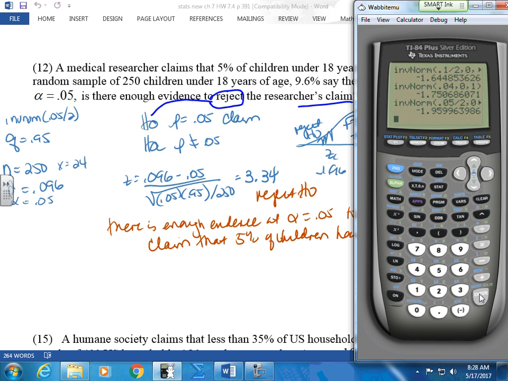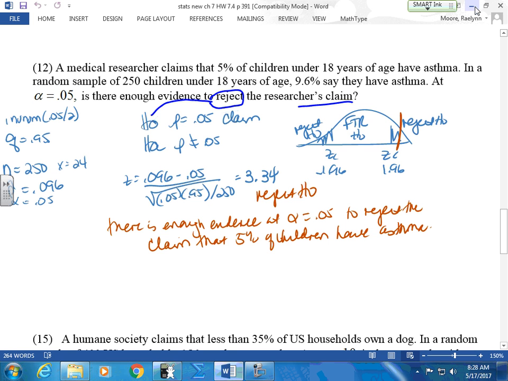Make sure you divide this by 2. So you get a negative and a positive on this. Alright? Label your graphs. I want to see reject H0. Don't say reject. And do not say reject claim. Reject H0. Okay? Do your test statistics.